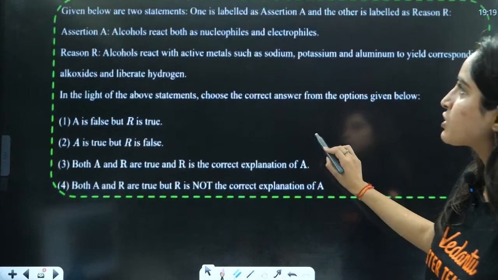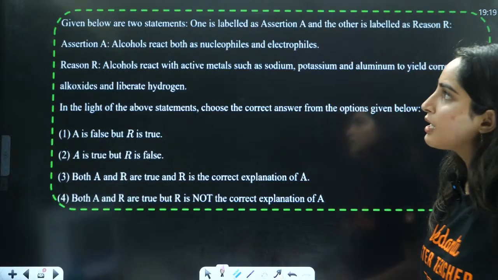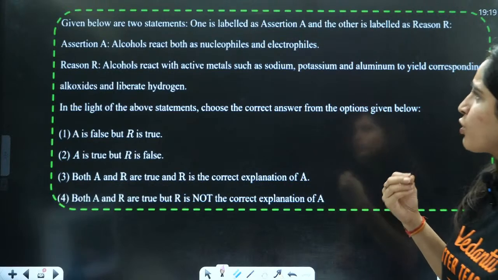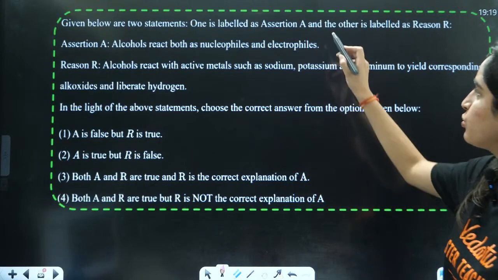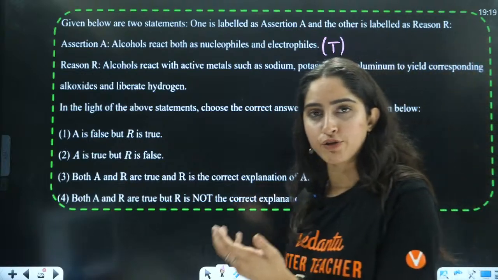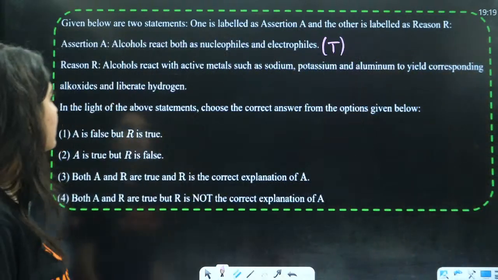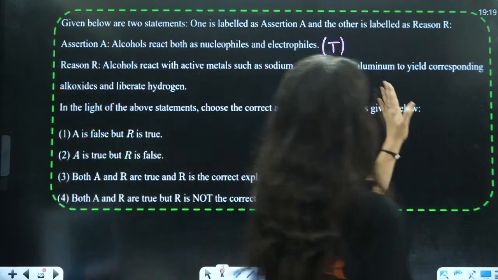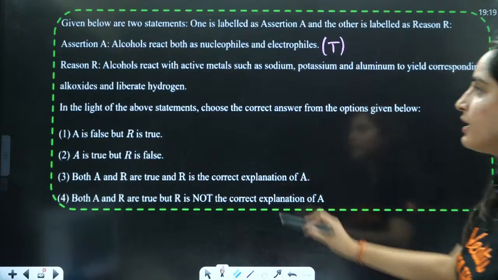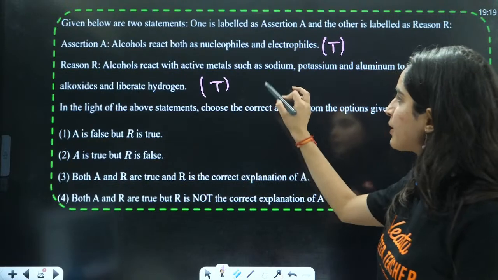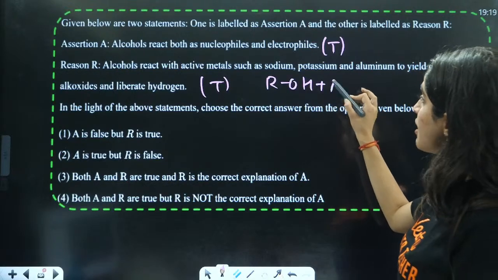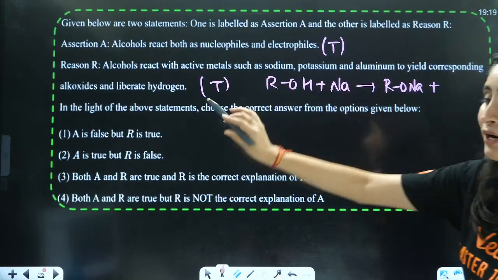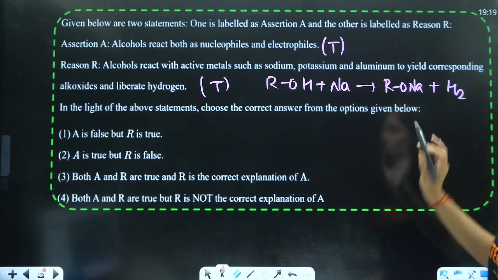Next is a statement based question. You have an assertion reasoning question. Alcohol reacts as nucleophiles and electrophiles. Okay, that is true. Alcohol can behave as nucleophile and electrophile, that we have seen in the previous lecture. Alcohol reacts with active metals such as sodium, potassium, aluminium to yield the corresponding alkoxide and liberate hydrogen. That is also true, because ROH is acidic in nature. When it reacts with the metal, it will give you RONa, which is a salt, the corresponding alkoxide, plus H2. That is also true.